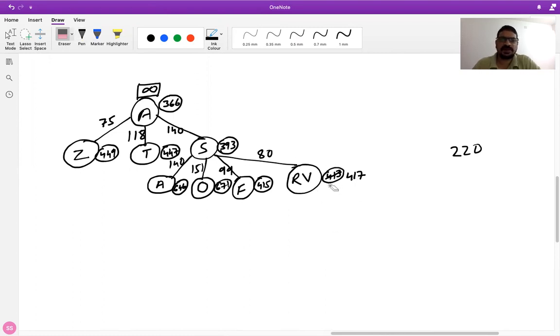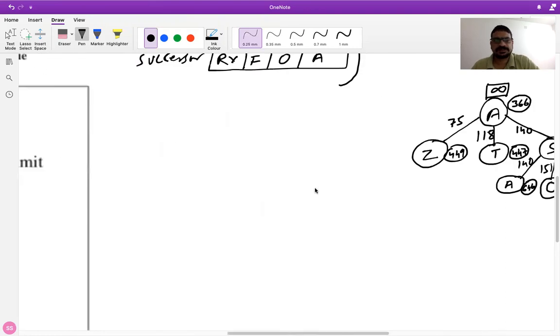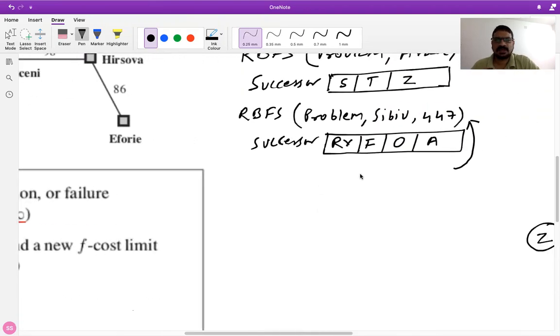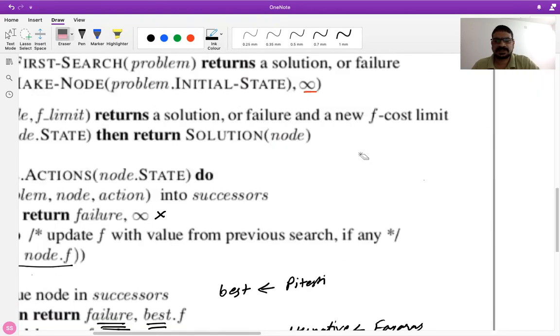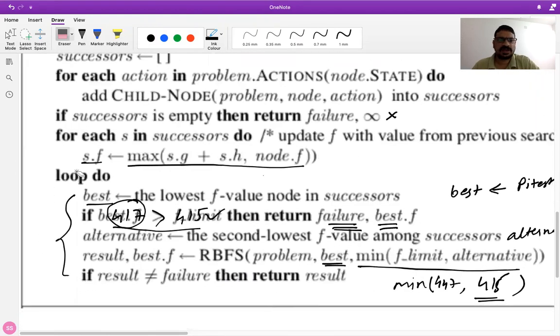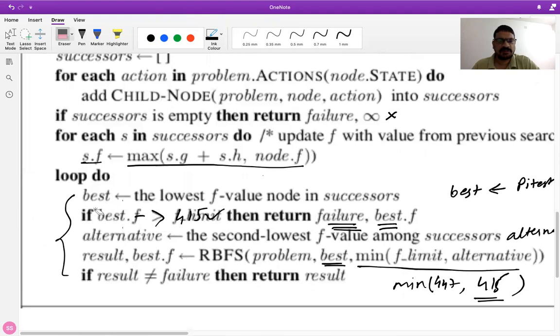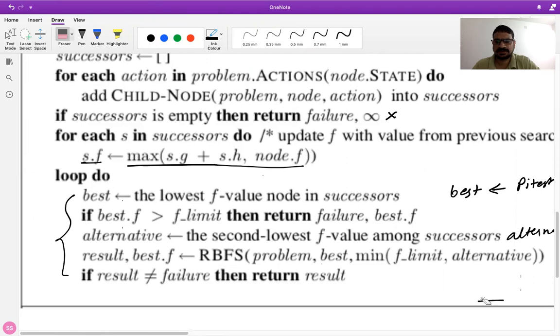What will it be updated to? From 413, it will become 417, right? Now I'll apply the same to this particular successor list. Because I have already calculated the F value, now I have to calculate the best and successor for that.